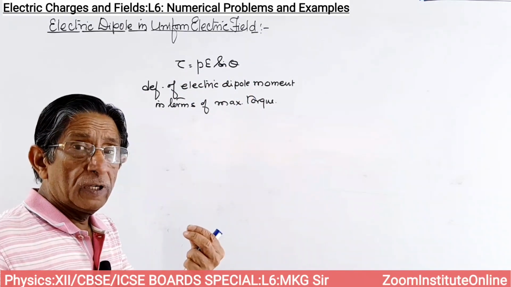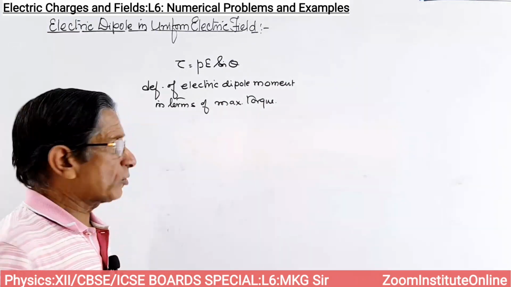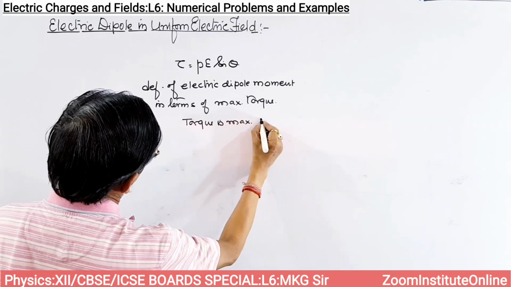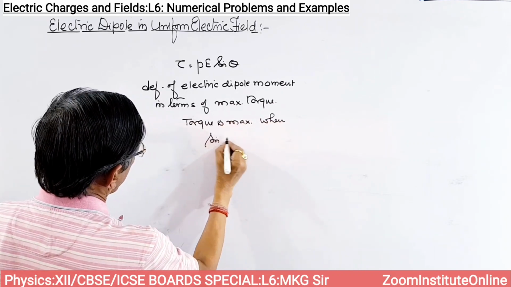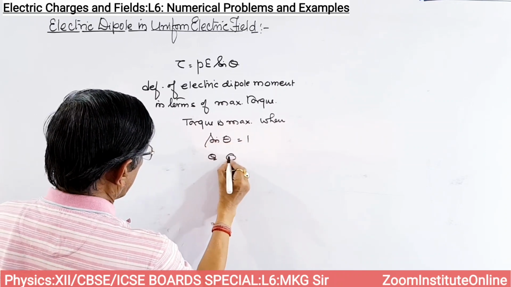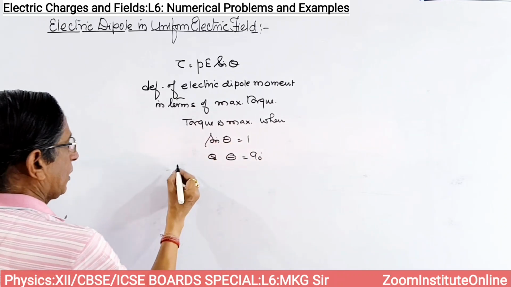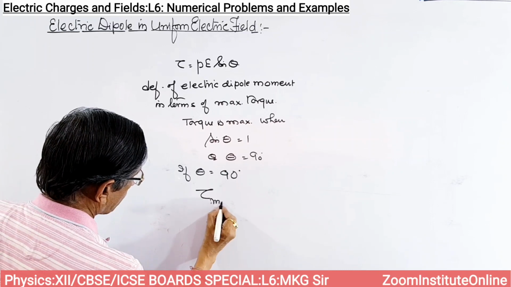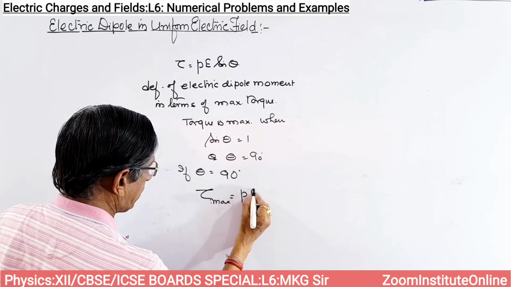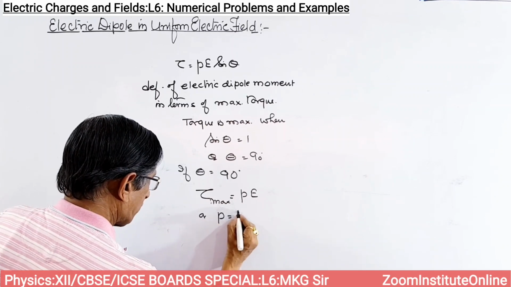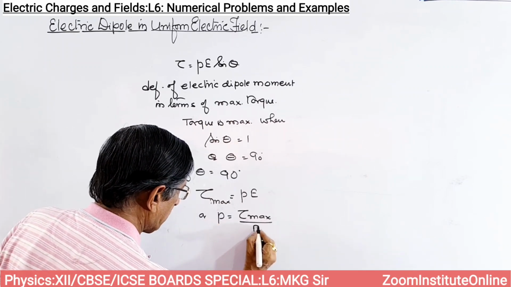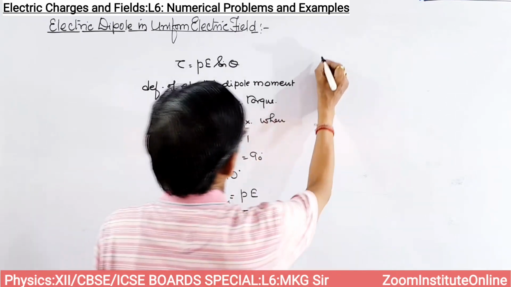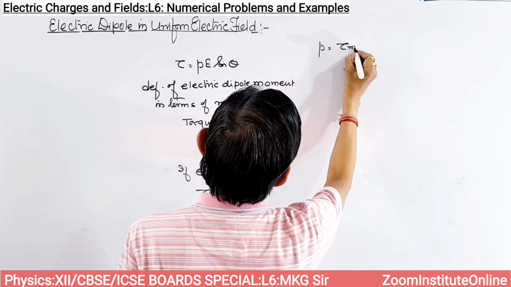When torque will be maximum? Torque will be maximum when sin theta is equal to 1, or you can say theta is equal to what? 90 degree. So, if theta is equal to 90 degree, tau maximum is equal to what? pE, or p is equal to tau maximum upon E. Let E is equal to 1 Newton per Coulomb. So, p is equal to what? p is equal to tau maximum.